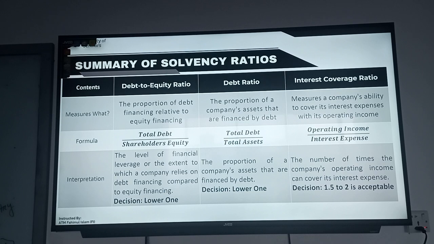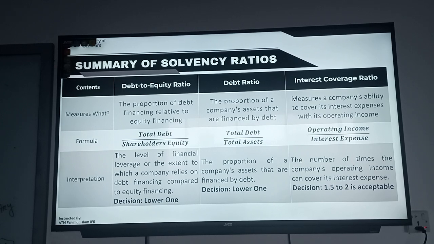The debt to equity ratio indicates the level of financial leverage, or the extent to which a company relies on debt financing compared to equity financing, and it puts the company in a better position if they have more equity than debt. A higher debt to equity ratio suggests a higher degree of financial leverage, which can increase financial risk, meaning if the company has more debt than equity, it can create a financial risk for them.